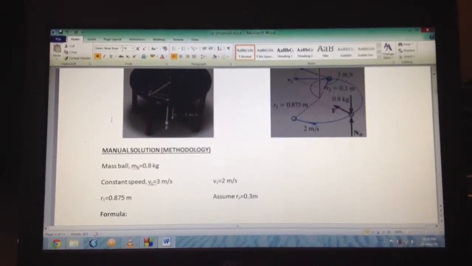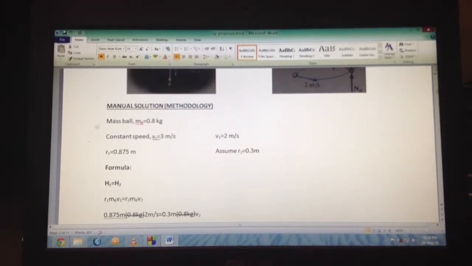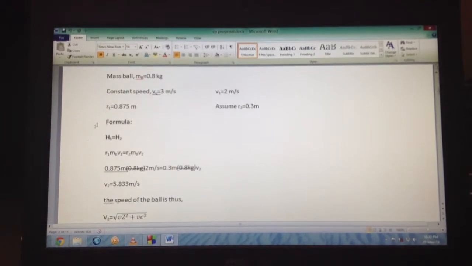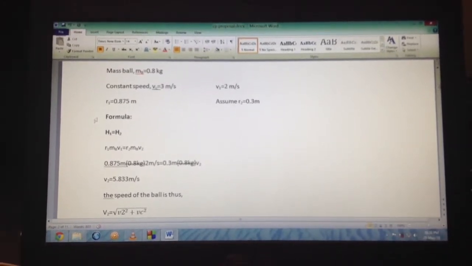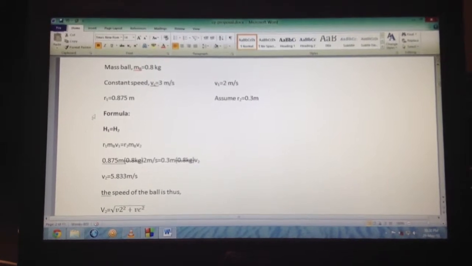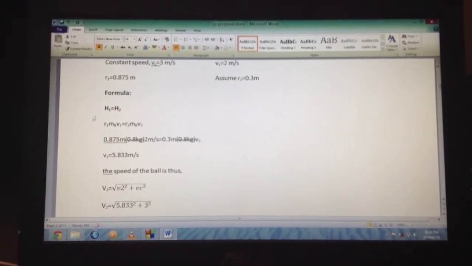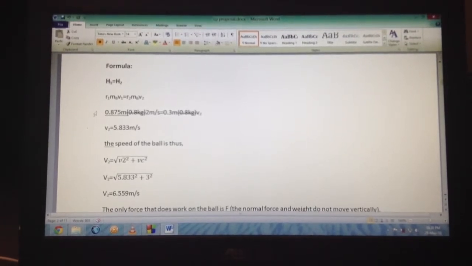Here we can see the manual solution. We use the formula R1 m_B V1 equal to R2 m_B V2. You can cancel off the m_B because they have the same amount, and we can get the V2 there. From the V2 we need to calculate the speed of the ball.